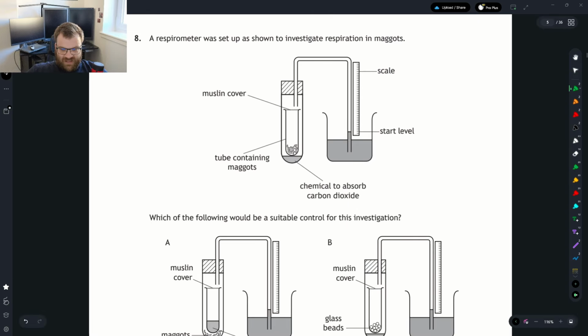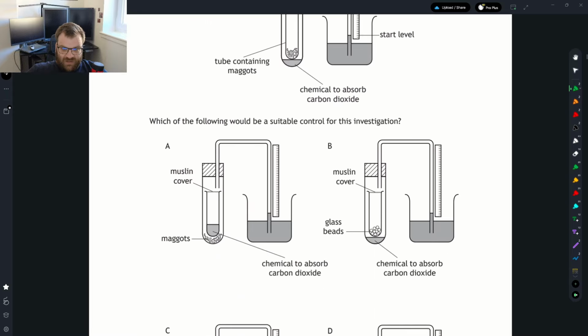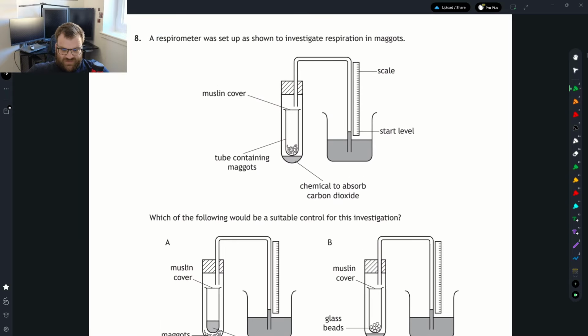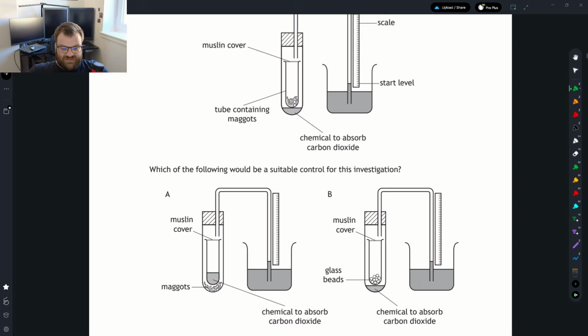On to number 8. When we're looking at a control experiment, we want to repeat the experiment but taking away the variable we are investigating. So we're investigating respiration in maggots. So looking for one that hasn't got the maggots in it. Looking at A, what's the difference with A? So the difference is where the maggots are. And so in A, they've just swapped around the maggots and the chemical to absorb carbon dioxide. So that's not going to be our answer there.